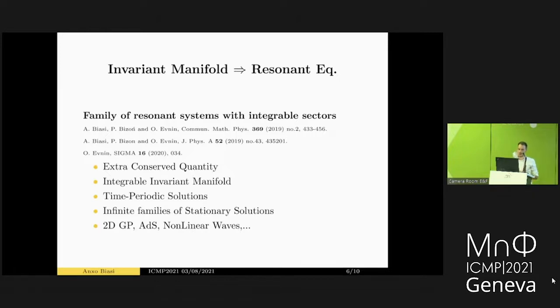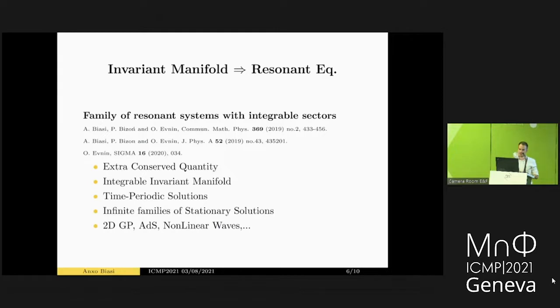And it allowed us to obtain, for example, extra conserved quantities, the integrable invariant manifold, because we imposed this condition at the beginning. Also, time periodic solutions, infinite families of stationary solutions, so many, many solutions. And the nice property of this family is that it gathers different systems, like, as I said, a two-dimensional Gross-Pitaevskii equation, anti-de Sitter spacetimes, nonlinear waves in compact domains.